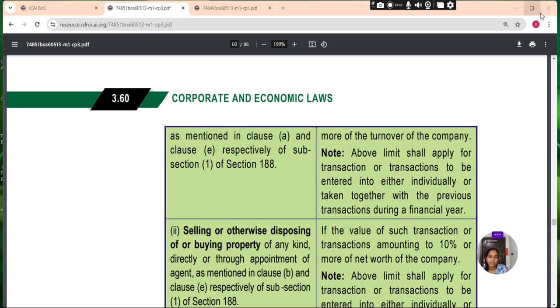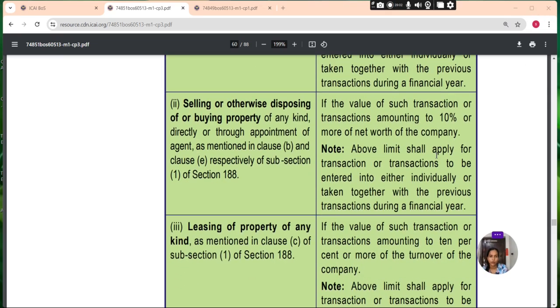Then comes selling or otherwise disposing of or buying the property. Selling or otherwise disposing of or buying the property of any kind directly or through appointment of agent, as mentioned in clause B and clause A respectively of section 188. If the value of such a transaction or transactions amounts to 10% or more of the net worth of the company, the above limit shall apply for transactions to be entered into either individually or taken together with the previous transactions during a financial year.